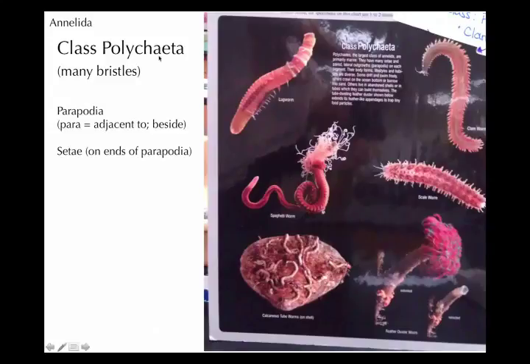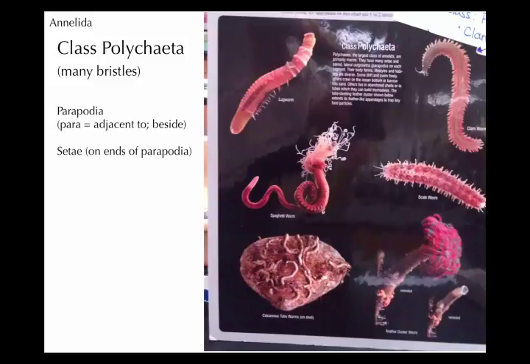They have many bristles. Chaete means bristle, and poly means many. So you can see their projections. We call those projections parapodia, meaning sort of feet. Podia, we know, means foot. Para means adjacent or beside. So these are beside feet, almost feet. They actually don't cause locomotion. Most of the time they're really adapted for respiration. So they have gas exchange across those parapodia.